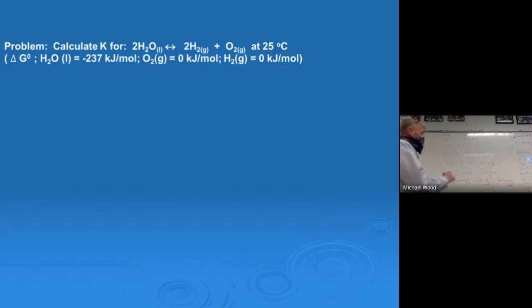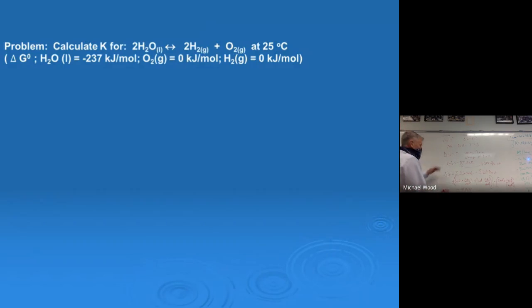And it's a positive number, negative and negative. So the value for delta G is 474, and the unit here is kilojoules. Would you agree with me, for those that are following along? Okay, so now I want to use, because the question here is to calculate K.